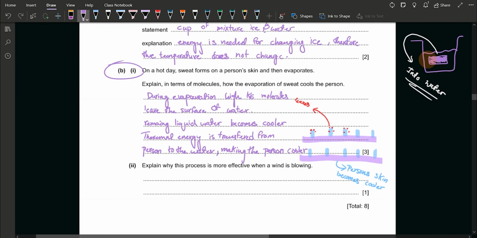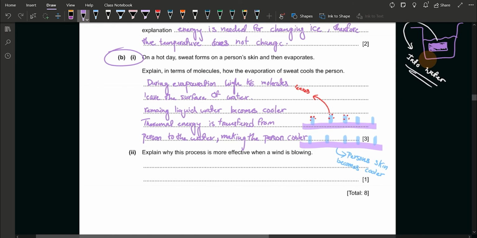Part 2 says explain why this process is more effective when a wind is blowing. So the simple explanation is going to be there will be faster evaporation as wind blows fast molecules. And we are done with question number 4.